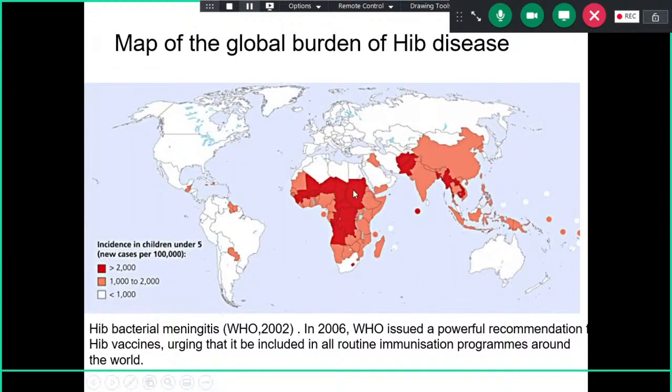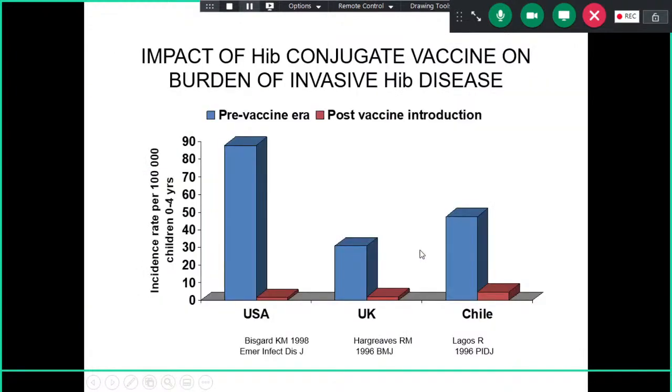As I told you, Haemophilus influenzae type B is a major cause of meningitis worldwide, mostly because in developing countries the healthcare facilities cannot afford to give the appropriate conjugate vaccine. So the cases are still very high in the African continent and certain parts of Southeast Asia. Fortunately for India, we are administering the Hib vaccine to children. Just to emphasize how a vaccine can actually prevent meningitis.